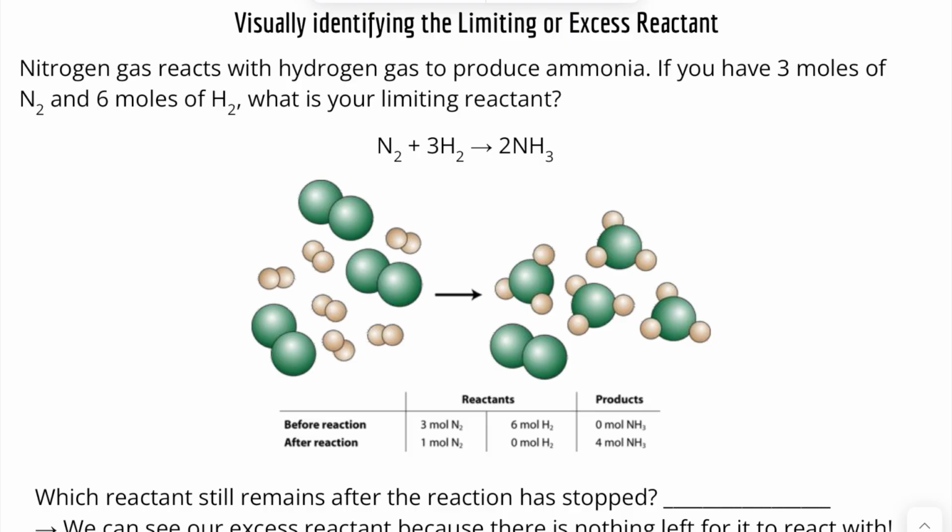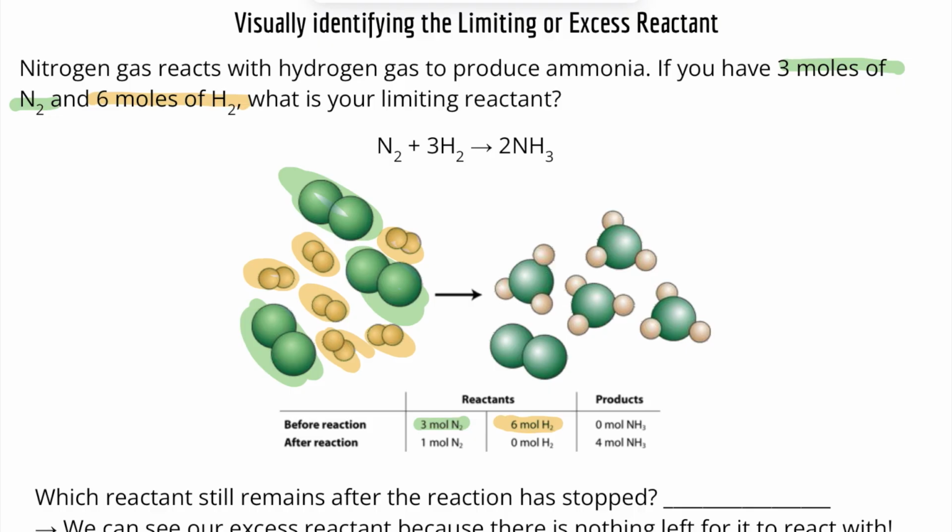So how do we visually identify this? Here's an example of nitrogen gas reacting with hydrogen gas to produce ammonia. Our reaction is here, and it is balanced for us. And so this question says if you have 3 moles of nitrogen, and we can see our 3 moles of nitrogen because those are the green atoms here. Nitrogen's diatomic, which is why they're in pairs. So we have 3 moles of nitrogen before the reaction, and we have 6 moles of hydrogen. Those are the smaller tan atoms there.